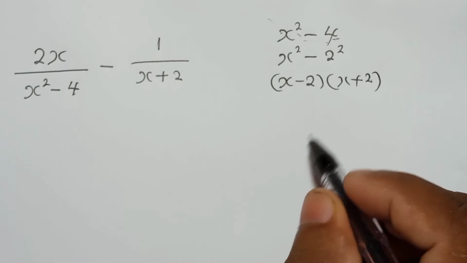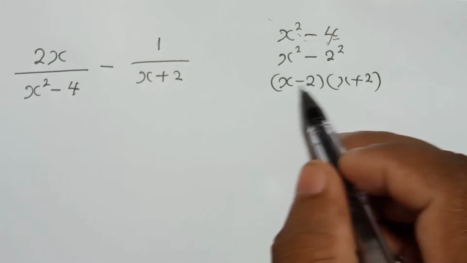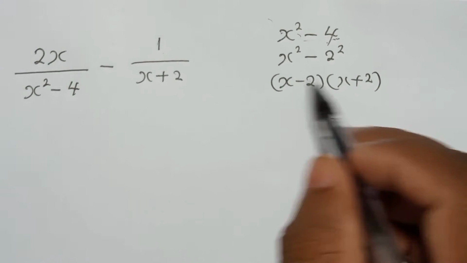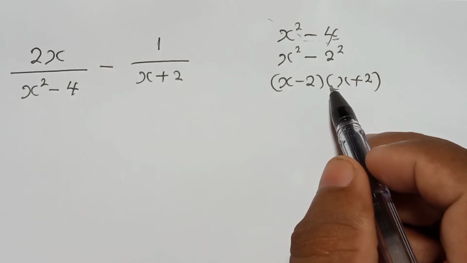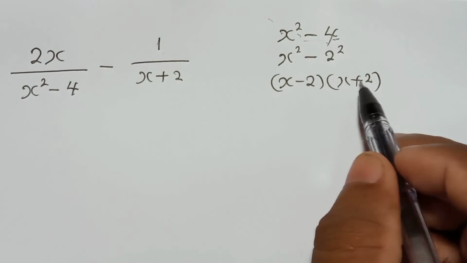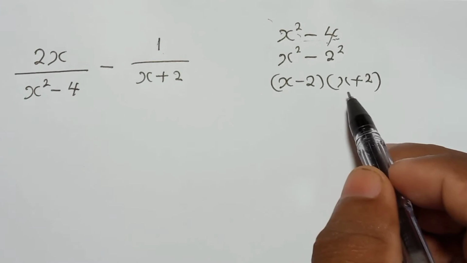So now you can write the factors directly: x minus 2 and x plus 2. I have already discussed why we say this, and why these two become factors of this. When you simplify this, you will get this expression. You know how to simplify this type of two brackets, right?